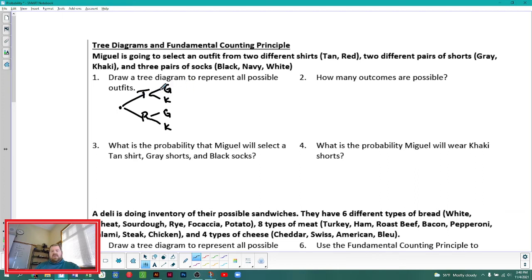And along the same lines, the shirt and the shorts don't care what color socks you wear. We have black, navy, and white for every one of these potential options. And it gets a little crowded here. And for some reason, this is much more crowded than before.